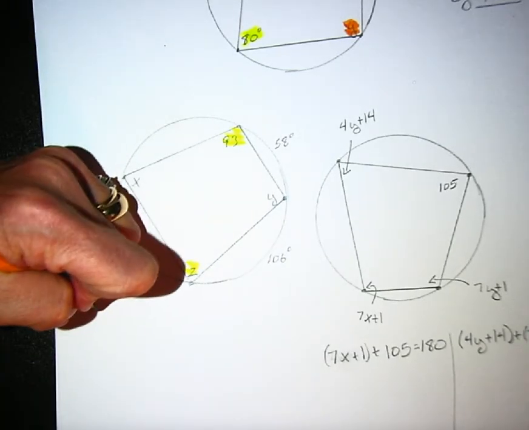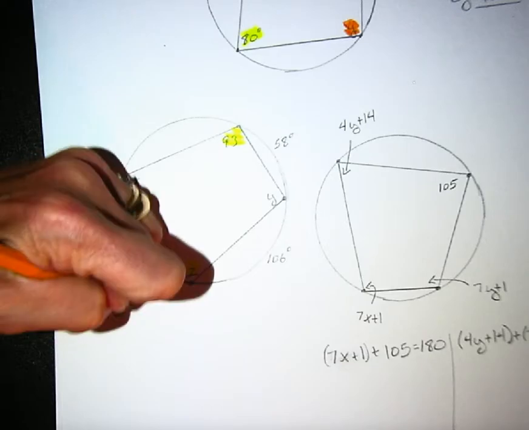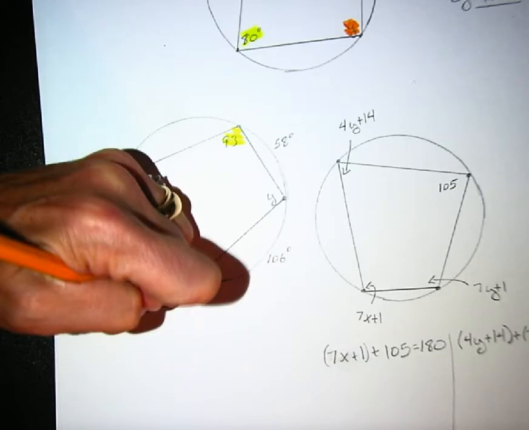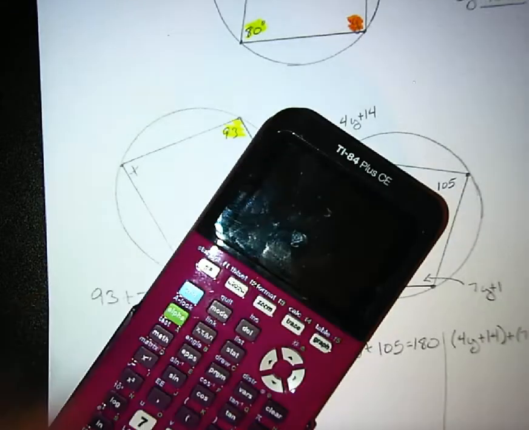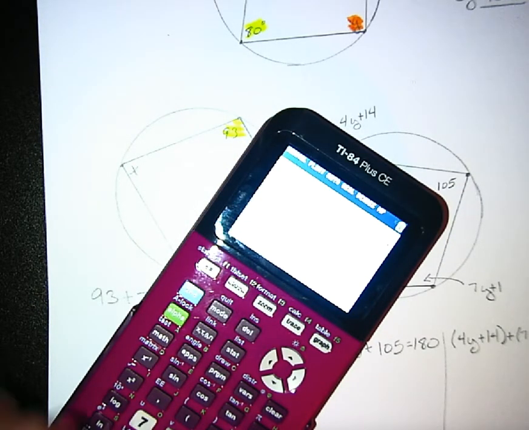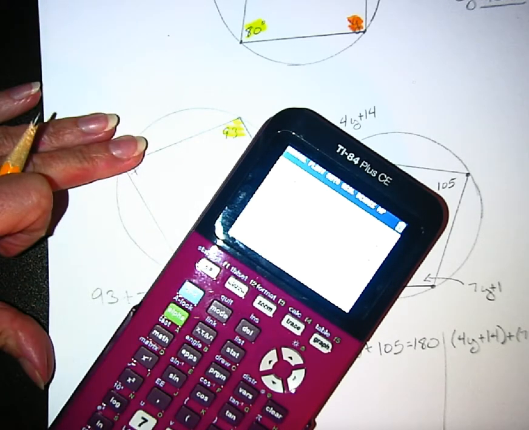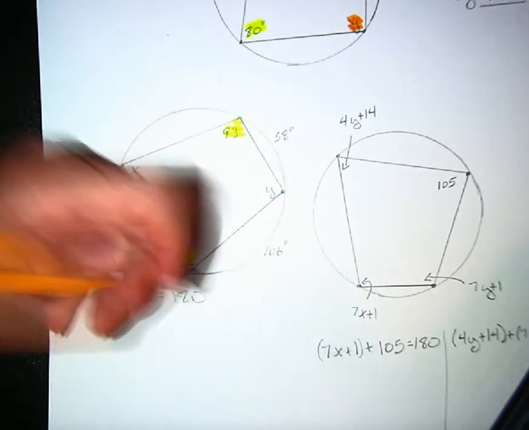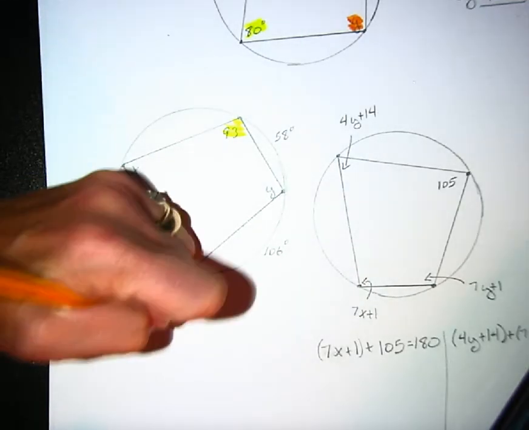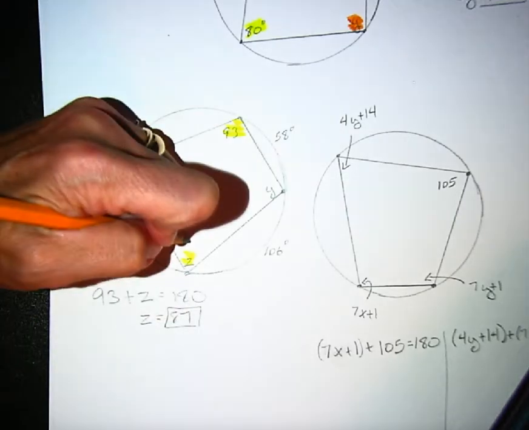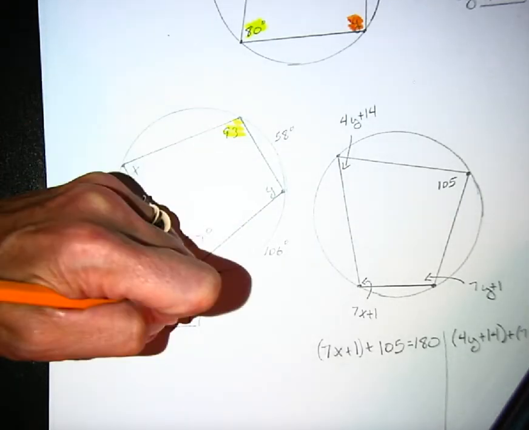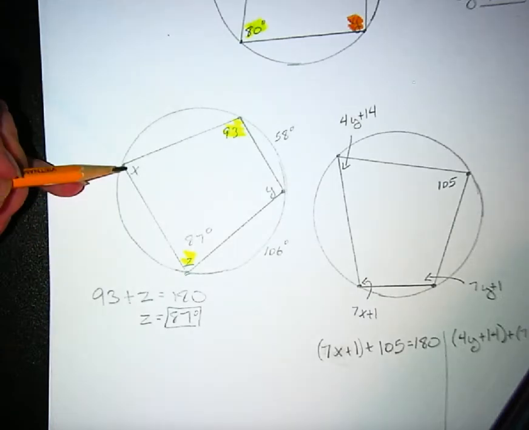So I'm going to take 93 plus my z, and that's going to equal 180. I'm going to take my calculator, and 180 minus 93 is going to give me 87. So z equals 87. Okay, so that's one piece of my puzzle right there, 87 degrees. Now let's look at x.